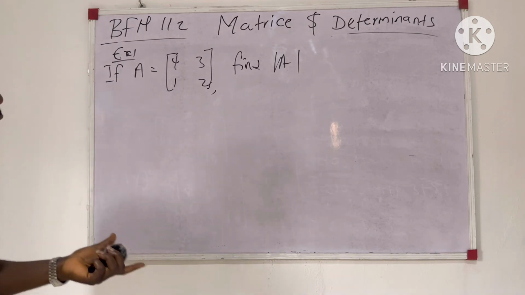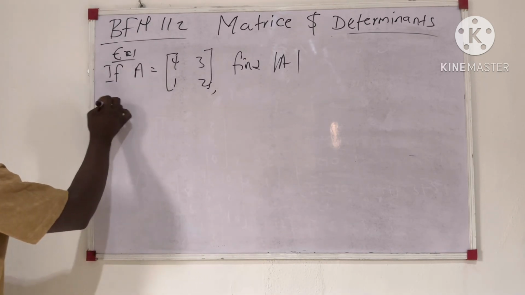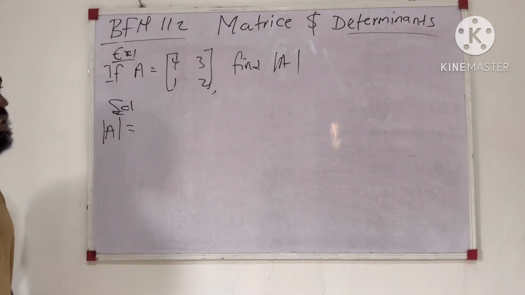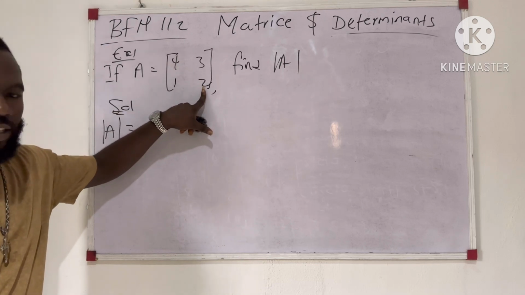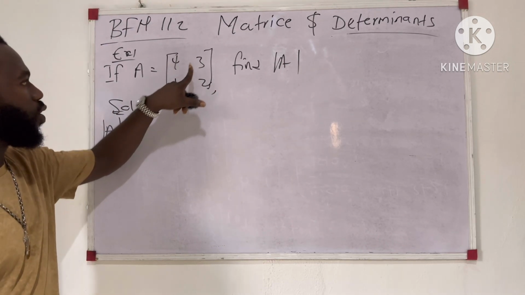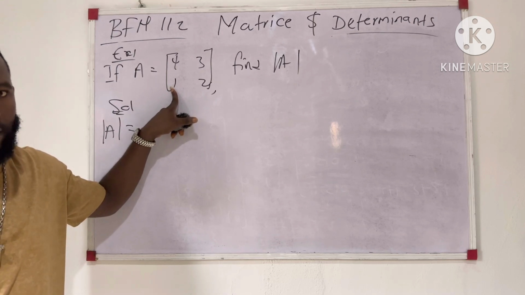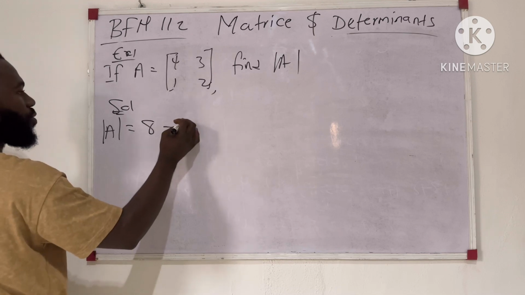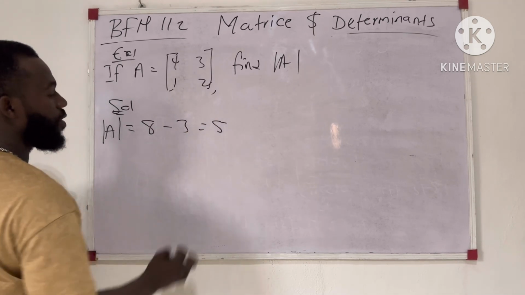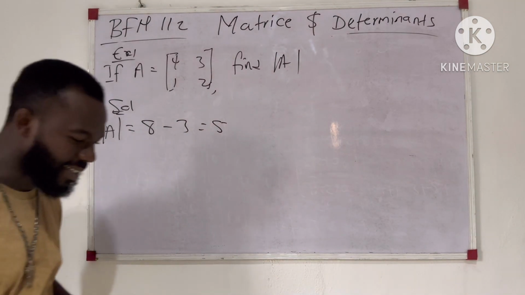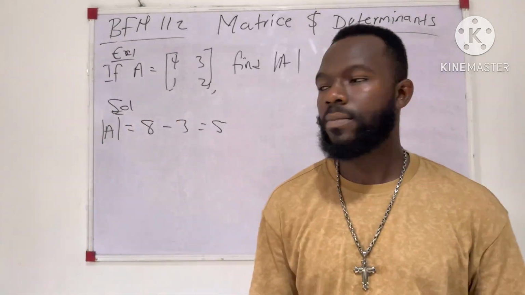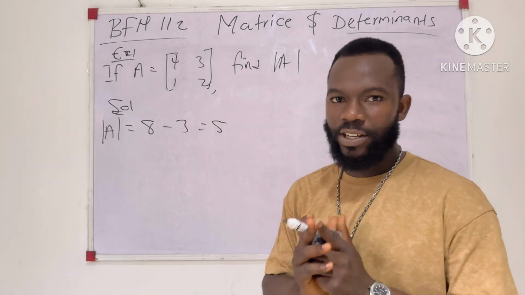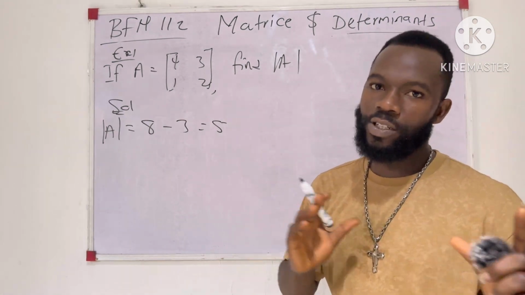So how do you solve the determinant of a 2 by 2 matrix? It is very easy. Solution. Now determinant of A becomes, watch this. You multiply 4 by 2 minus 3, you multiply 3 by 1. That is how you solve 2 by 2 determinants. So now 4 times 2 gives us 8, minus 1 times 3 gives us 3, and 8 minus 3 gives us 5. That is our answer. It is as simple as that. Don't forget to subtract, right? 8 minus 3 gives us 5. That is how you solve 2 by 2 determinants.